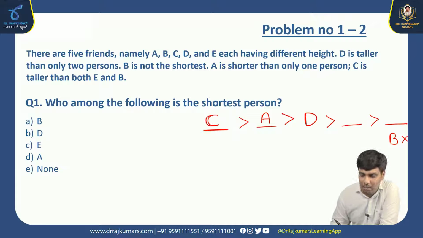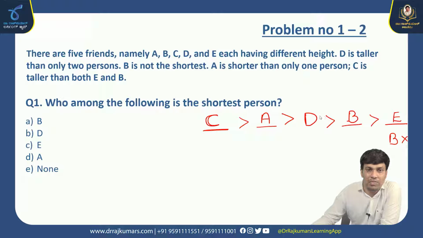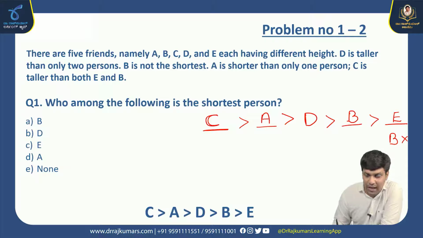C is taller than both E and B. Here B will come in this position and the only remaining one is E. E will come in the last position. So the correct order for solving this kind of problem is C, A, D, B and E. Let us discuss the problem now. Who among the following is the shortest person? On observing the sequence, we can clearly say that the shortest person is E. So option C is the right answer.